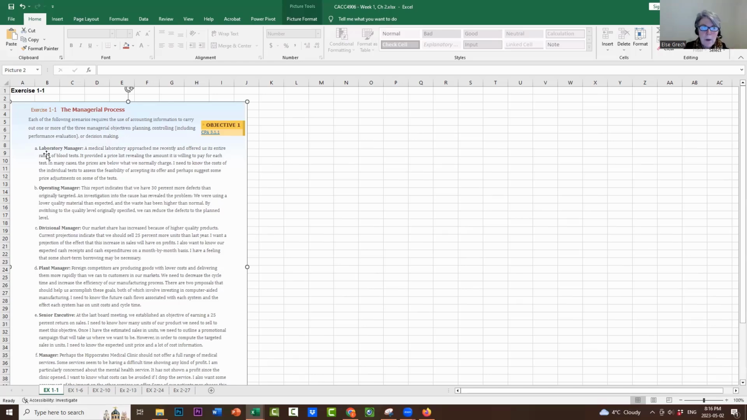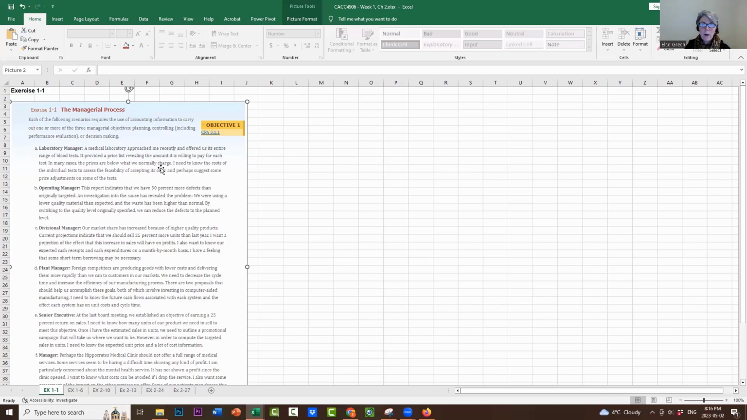So what's happening here is I am speaking as a laboratory manager. So pretend that I'm the laboratory manager and I'm going to read this scenario. And you guys have to tell me whether you think it's planning, controlling, or decision making. So a medical laboratory approached me recently and offered us an entire range of blood tests. It provided a price list revealing the amount it is willing to pay for each test. In many cases, the prices were below what we normally charge.